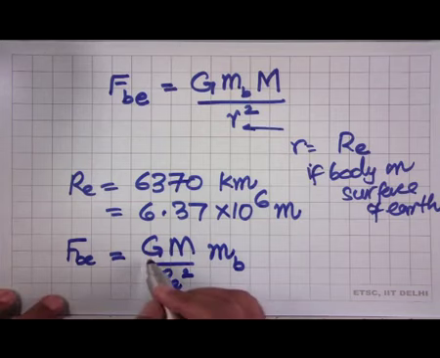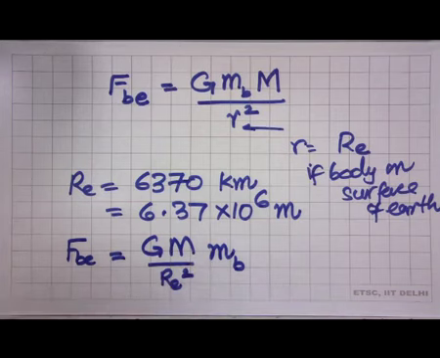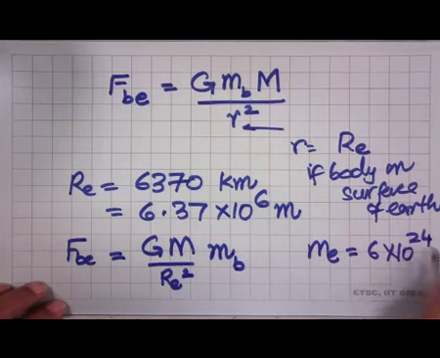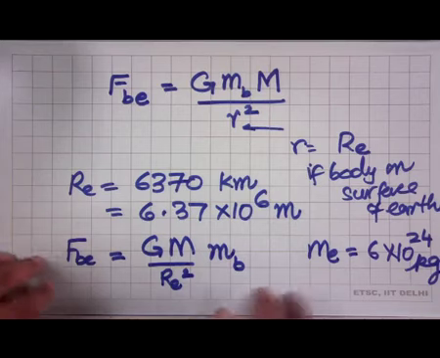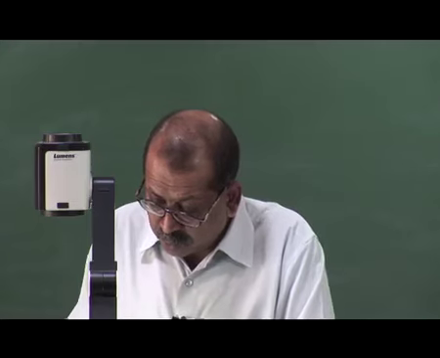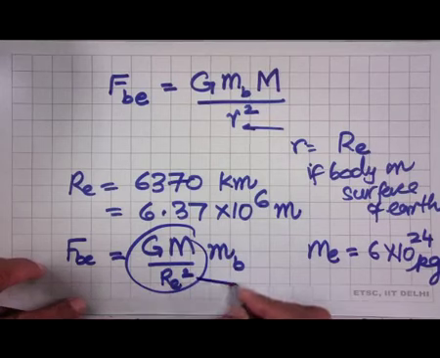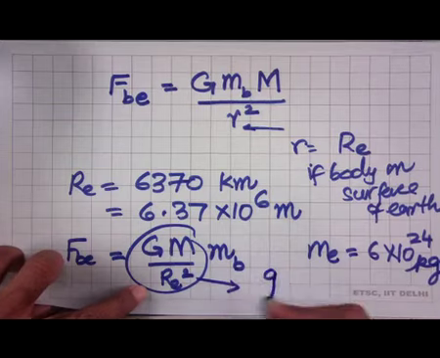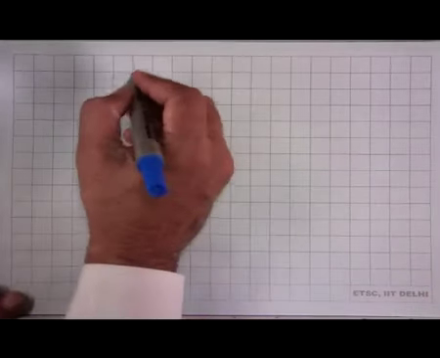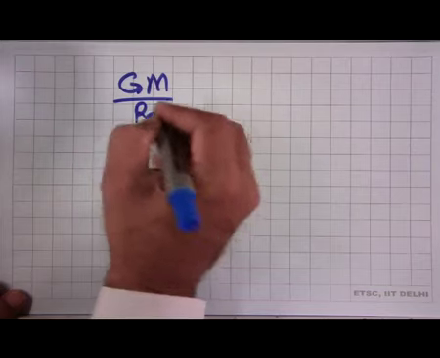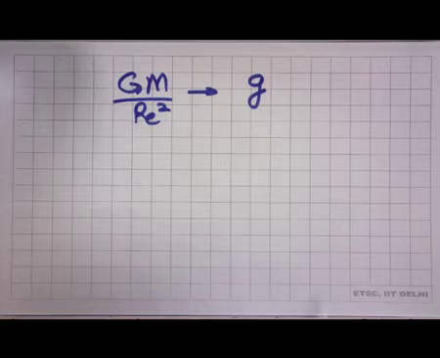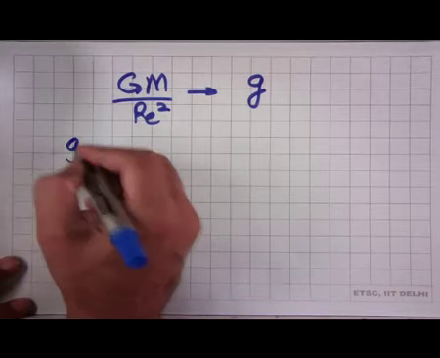Now, here capital G, capital M and Re square are all constants. The mass of the earth is equal to 6 into 10 to the power of 24 kgs. So once we put this in, this constant G times M divided by Re square, we can call another constant. For G times M divided by Re square we use the symbol small g, and this is called the gravitational constant.